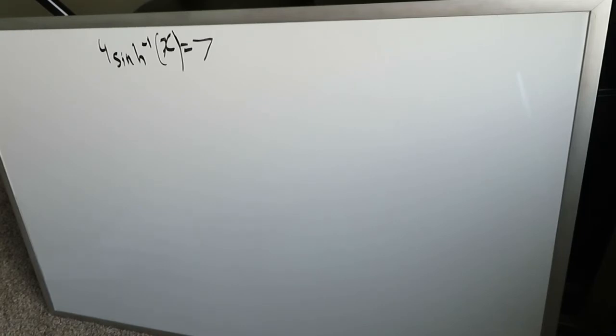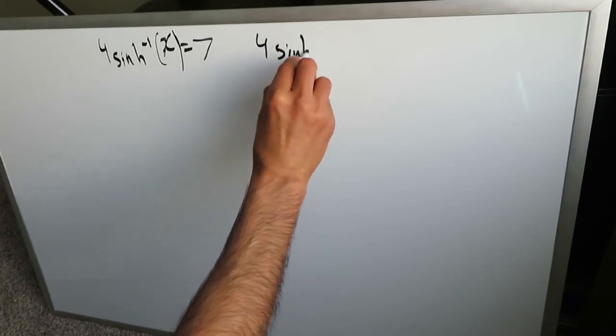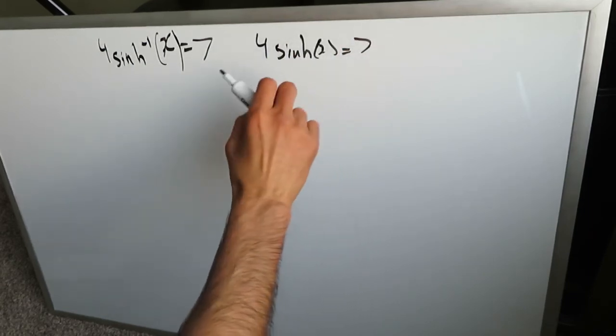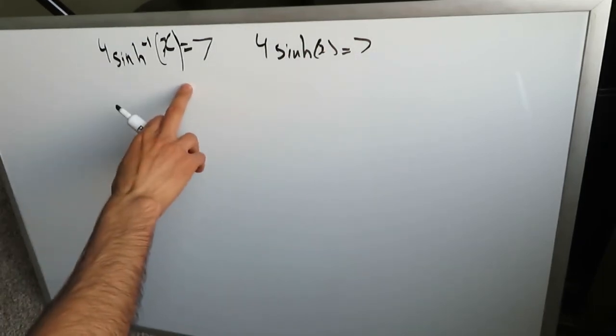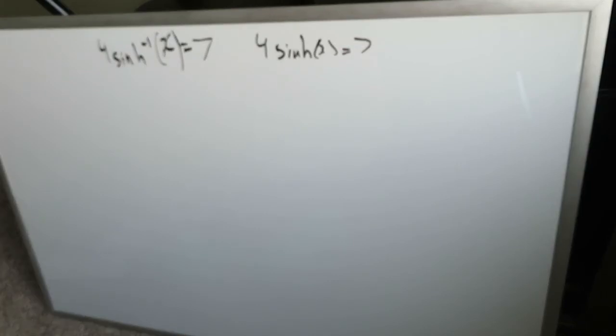Normally you would be thinking of a question which looks something like this: 4 sinh of some letter is equal to 7. When you solve for that, you're bringing in the inverse function. But here we already have the inverse. How do you proceed with this? This is how I would.